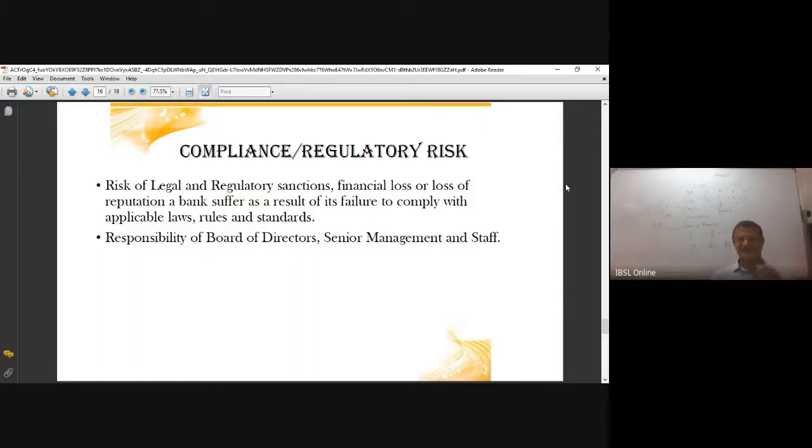Especially, there is one particular direction, direction number 7 of 2011. It is called Integrated Risk Management Framework for Licensed Commercial Banks. I want you to, if possible, do a print of this.